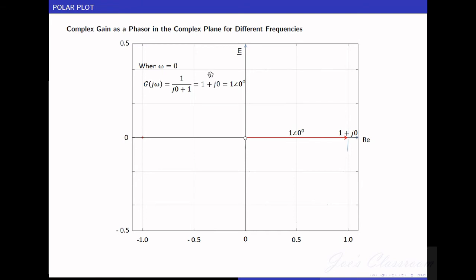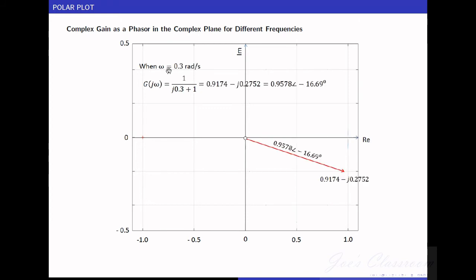Again, the same complex number can be represented in polar form also. If it is represented in polar form, the magnitude is going to be 1 and the angle is 0. Anyhow, the phasor's magnitude will be 1 and the angle is 0 because the angle is measured from the real axis as the reference. Now, let me increase the frequency from 0 to 0.3 radians per second. So omega is equal to 0.3.